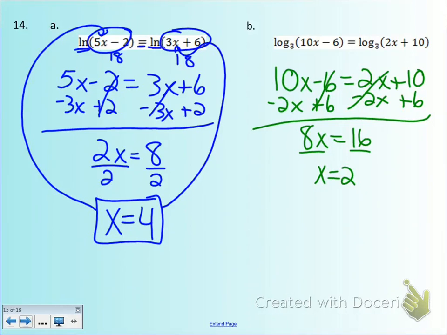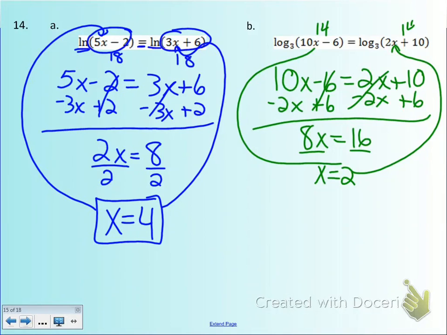Again, go back and check. So plugging in the 2 here, 10 times 2 is 20. 20 minus 6 is 14. Plugging in 2 to the other side, 2 times 2 is 4. Plus 10 is 14. Those are equal. They're both positive. So yay, we are good to go.